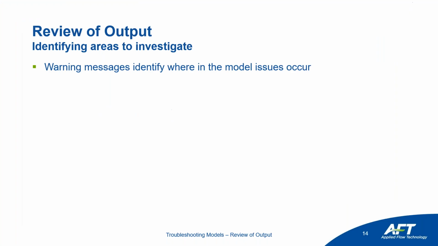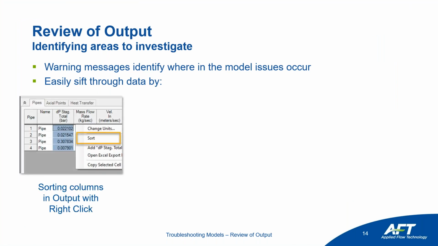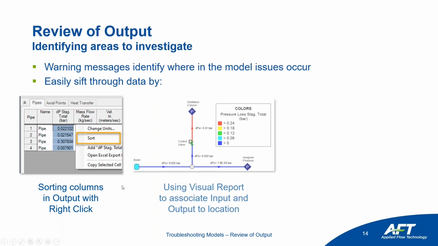Some other ways that we can look at our output to try to identify areas is we can sift through our data. From output, we can right click and sort our different information. This can be really useful if you're trying to identify areas of high pressure loss. So you can right click the DP stagnation and sort it in ascending or descending order. You can do something similar with your junctions as well.